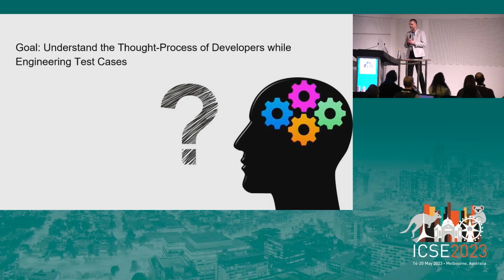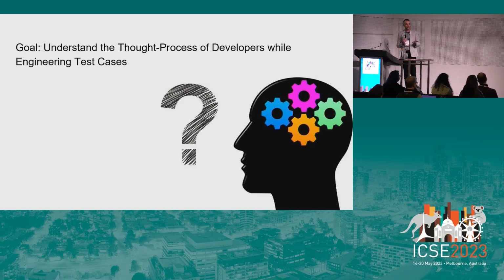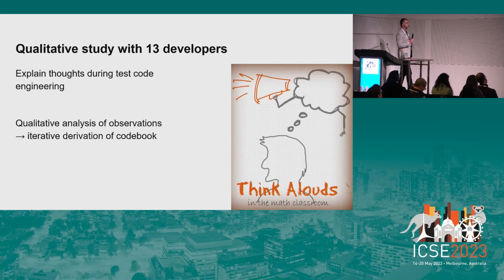As a first step towards that, we conducted an empirical study aimed at doing exactly what it says on the slide, trying to understand the thought process that developers go through when they write test cases. When you give them production code, what do they actually do? How do they actually think about writing test cases? Why does the test code end up looking the way it does? To answer this question, we did a qualitative study with 13 developers. We gave them production code from a big open source library and asked them to write test code for this and to think aloud while they were doing this.